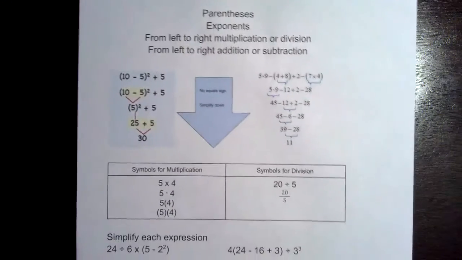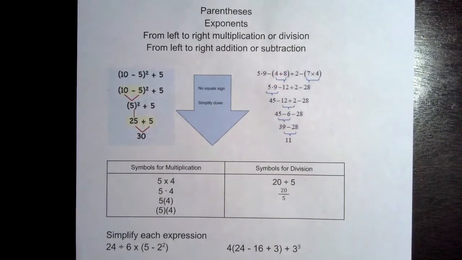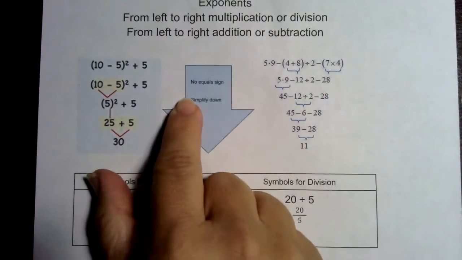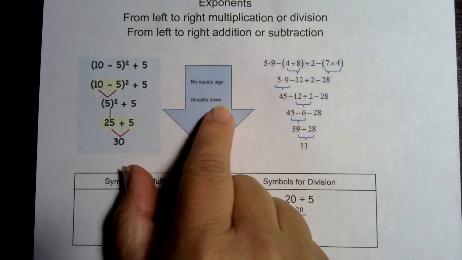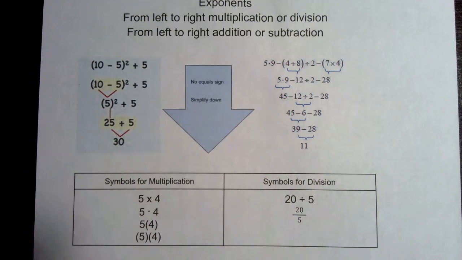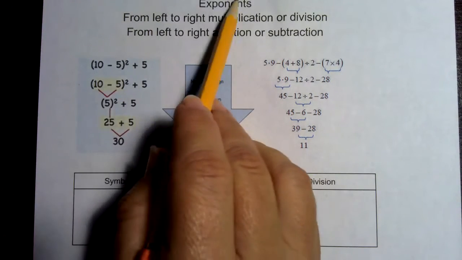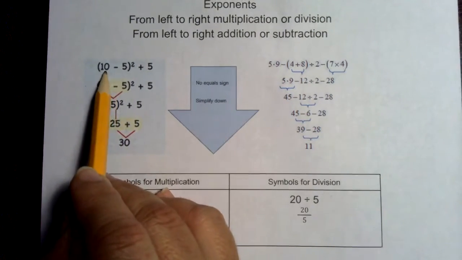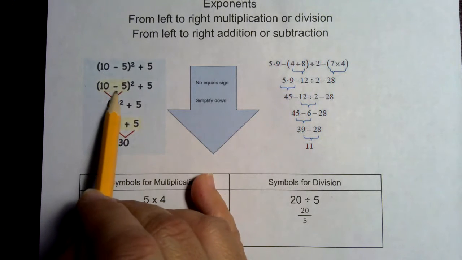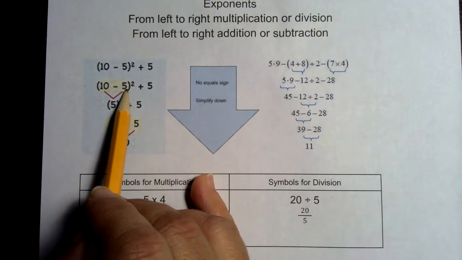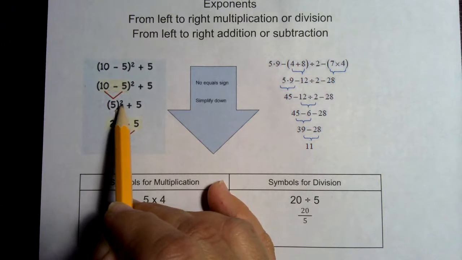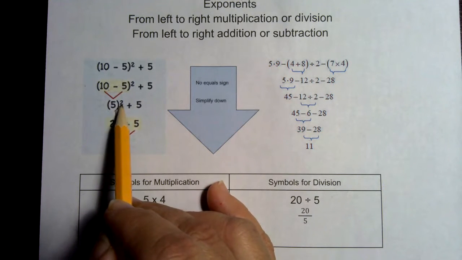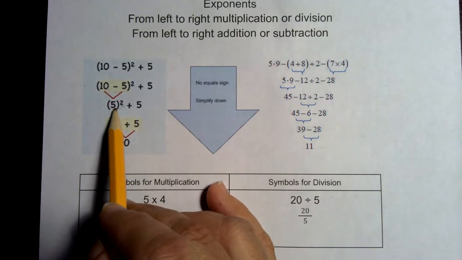Now, in order to organize also, we're simplifying an expression. If you see in the middle, it says no equal signs, and we're simplifying down. So let's take a look at this first problem. First I do parentheses. I'm looking in here. I have my parentheses. I need to simplify it. So the first thing I do is 10 minus 5, which is 5. You can leave the parentheses here, because what this exponent means is the value of what's in the parentheses.